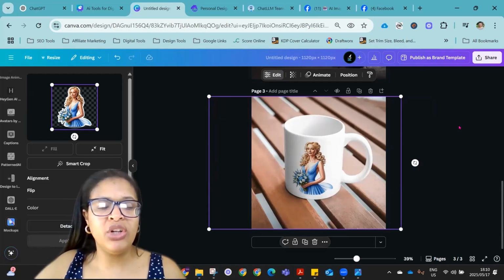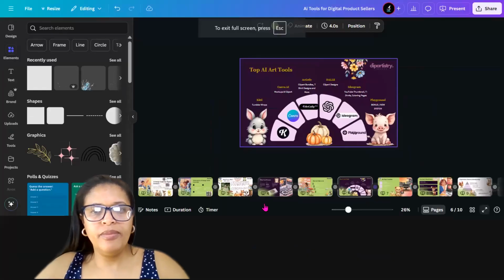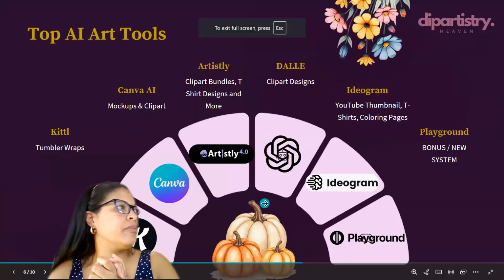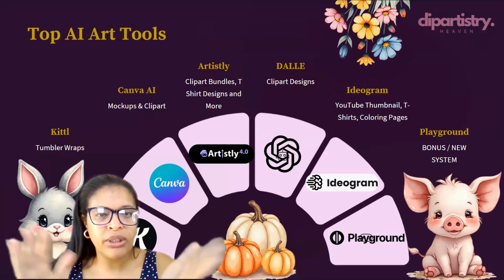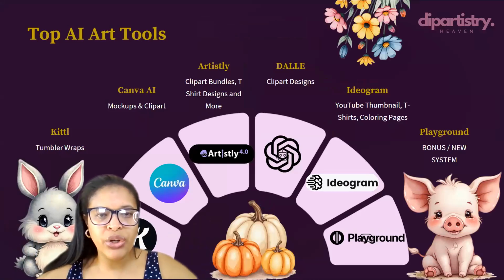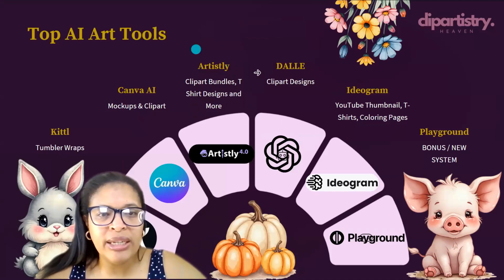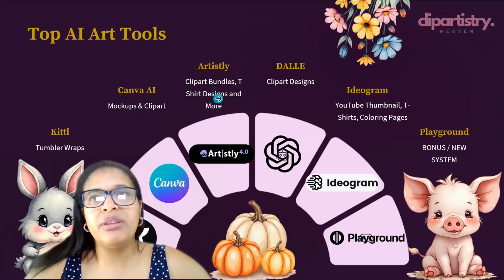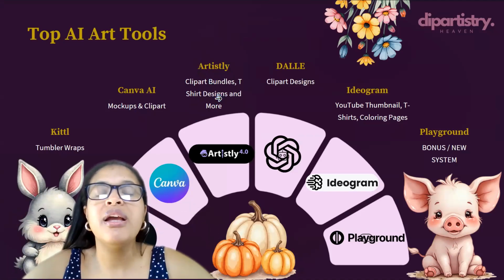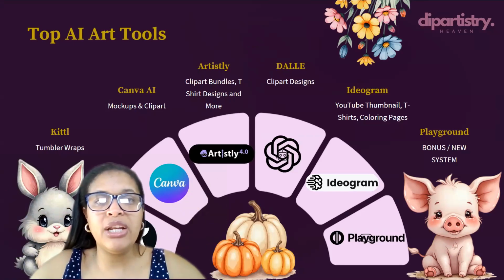Okay, so I think I've delivered on Canva, and let's go back to the tools. So I've shown you mockups, I've shown you clip art. I'm going to show you Artistly. I'll show you only clip art bundles just for the sake of time. There's a lot in Artistly, but I've already given full disclosure. I haven't fiddled with like 70% of the system's features. There's just so much going on in Artistly.